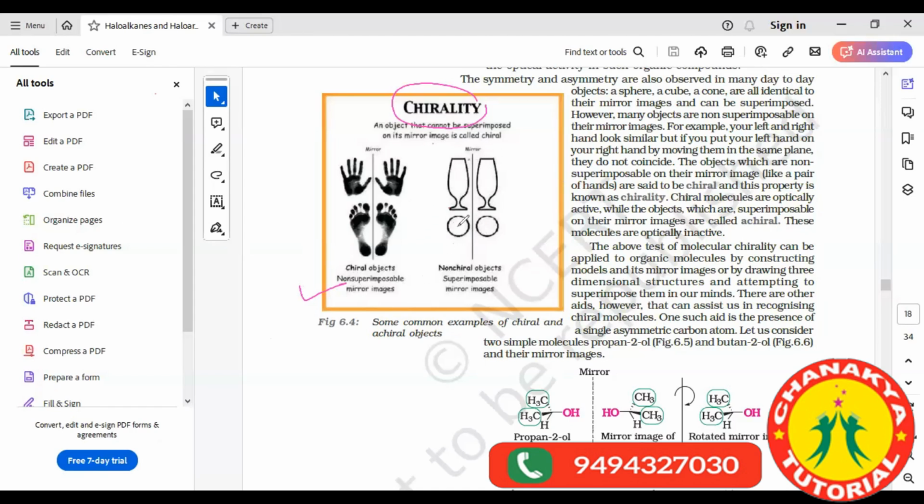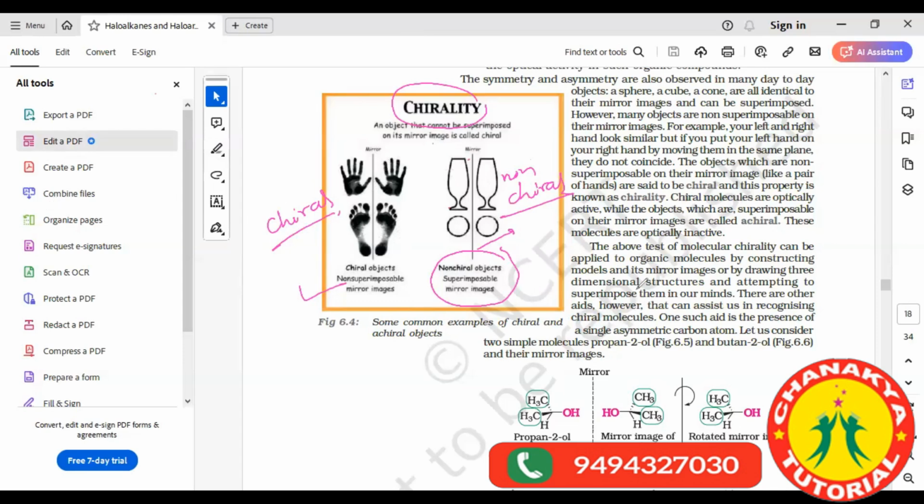When they match each other clearly, they form superimposable mirror images, and such molecules are non-chiral. How are they? Non-chiral, isn't it? But if they are non-superimposable, do not match on each other's mirror images, then they are chiral in nature. And it's all about chirality.